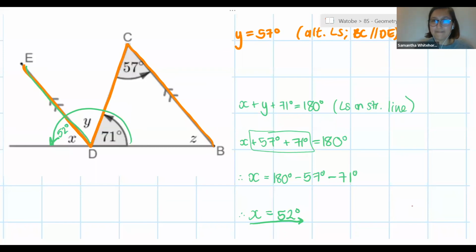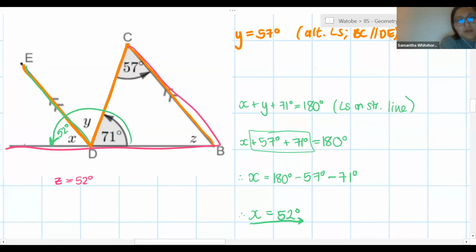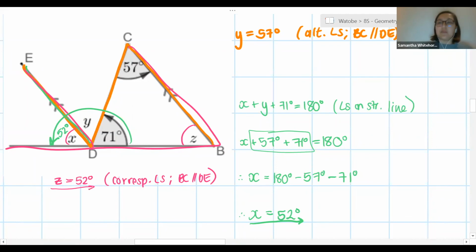Ma'am, is it fine if we say that X is equal to 52 because of corresponding angles? Yeah, that's fine because you probably did Z first, hey? Yes, ma'am. Okay, but in this case, Z will still stand. So Z, I'm just going to do it down here, guys. Z is equal to 52 degrees because we've actually got an F shape over there, which means Z and X are the same. So Z is equal to 52, corresponding angles. And remember your parallel lines, BC parallel to DE. So for Z, we didn't actually have to do much working out if we were going to use corresponding angles. That is absolutely fine.